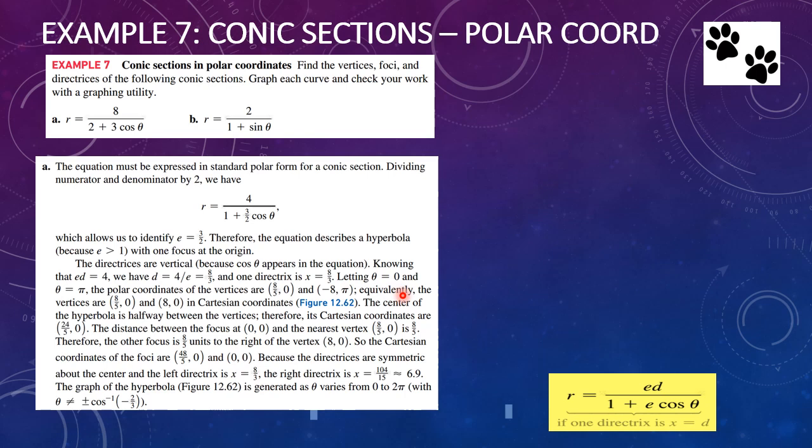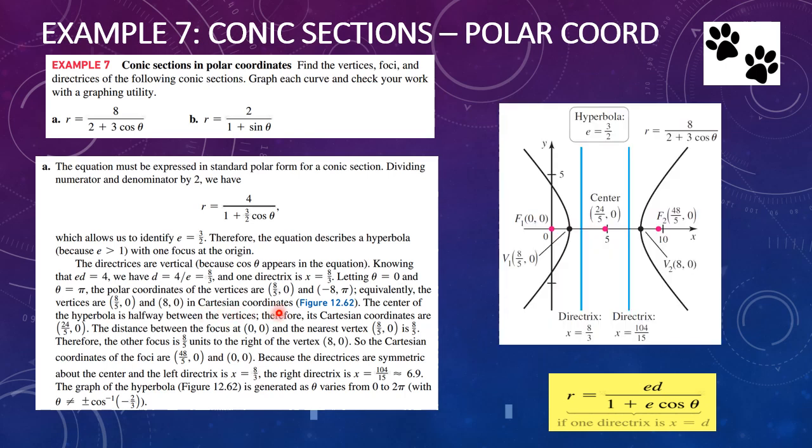Letting theta equal 0 and theta equal pi, because those are both on the x-axis, the polar coordinates of the vertices are (8/5, 0) and (-8, pi). Now this is a little bit more challenging to figure out conceptually, and part of that is because we're generally more familiar with Cartesian systems.